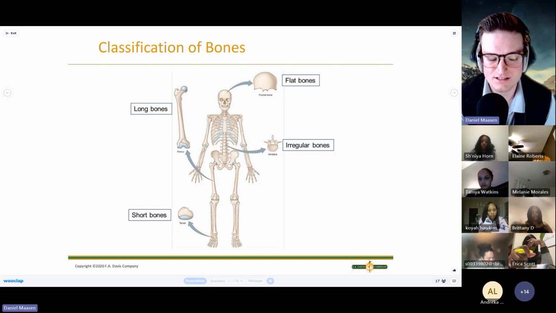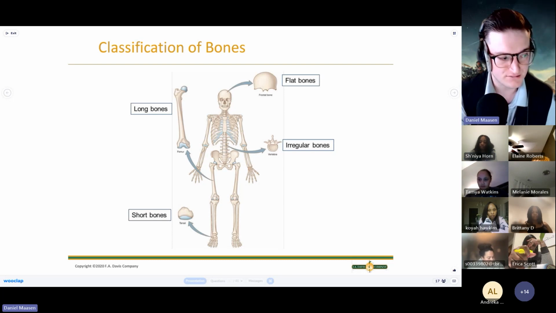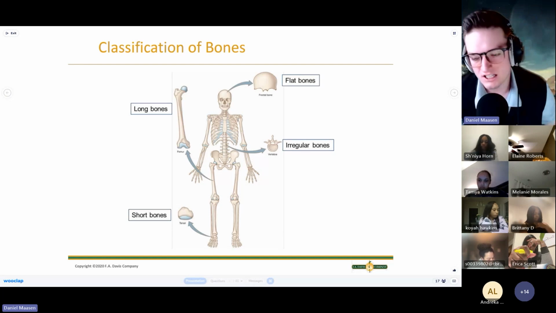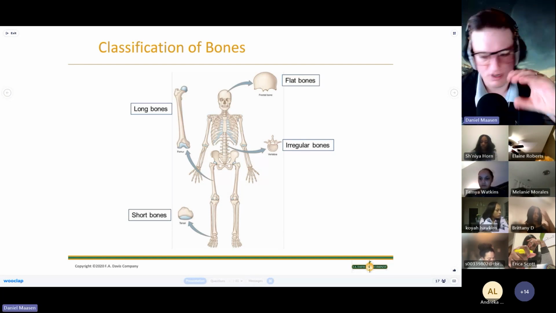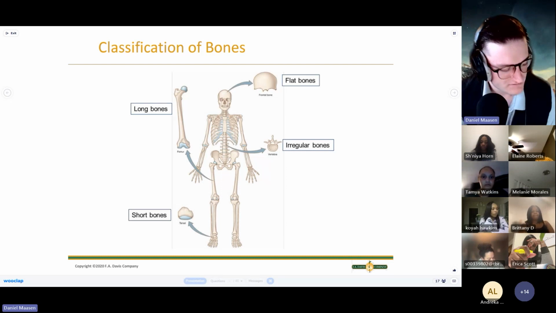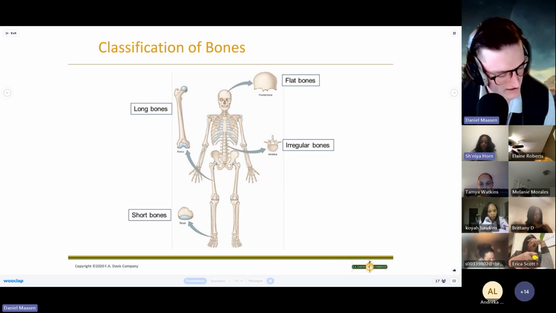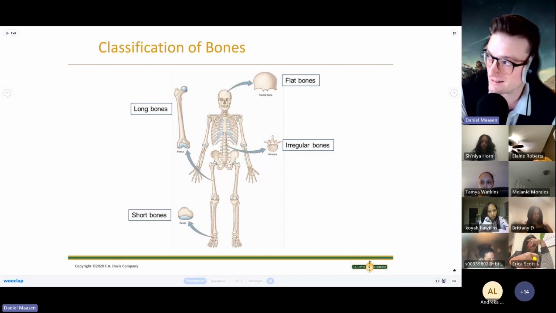So our wrists and our ankles are made up of several small short bones, small rectangular shaped bones. And then we have irregular bones, which are pretty unique. Irregular bones pretty much are going to be in a couple places, and the book highlights them, and so does the slide.